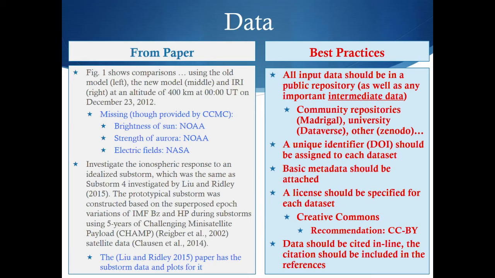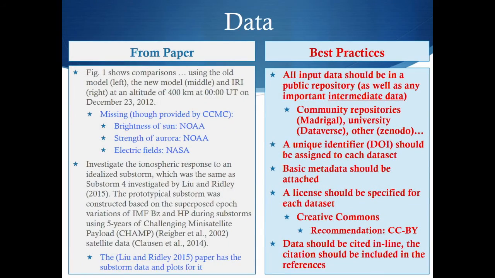When you reproduce a piece of work, if someone wants to compare the new GIDM model with their own, and you don't have intermediate data, you may not be sure that you got all the parameter settings right, and so on and so forth. So I know that there are community repositories that you all use, like Madrigal. There are university repositories, like I mentioned, Dataverse. There are other general repositories like Zenodo. Whatever data repository you use, they'll give you a unique identifier to assign to each data set. I'm not sure that Madrigal will do that, but it's something to look into if you want to follow best practices.